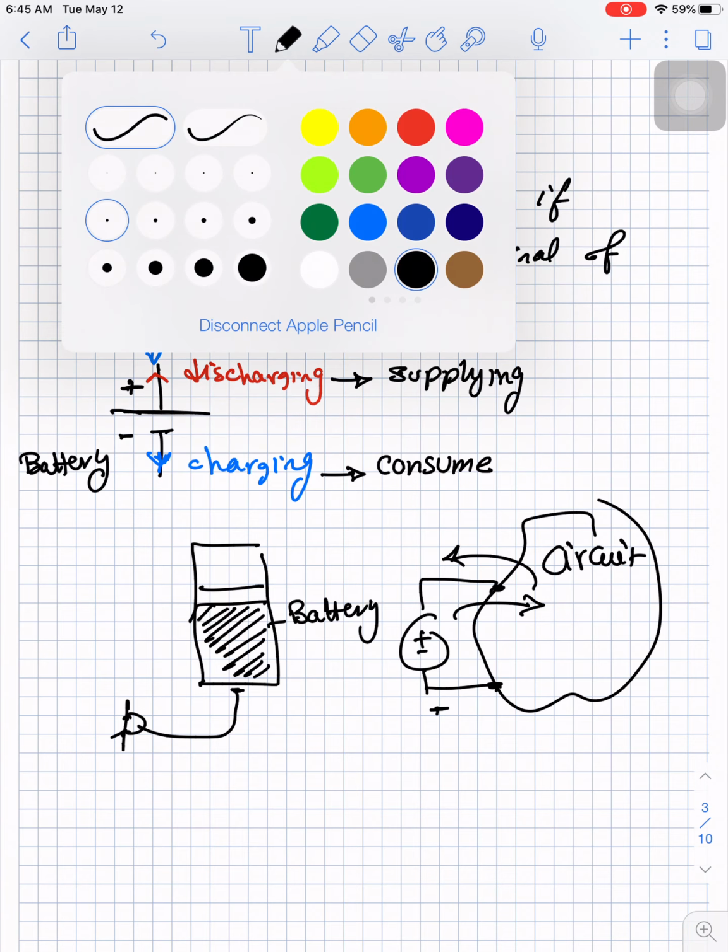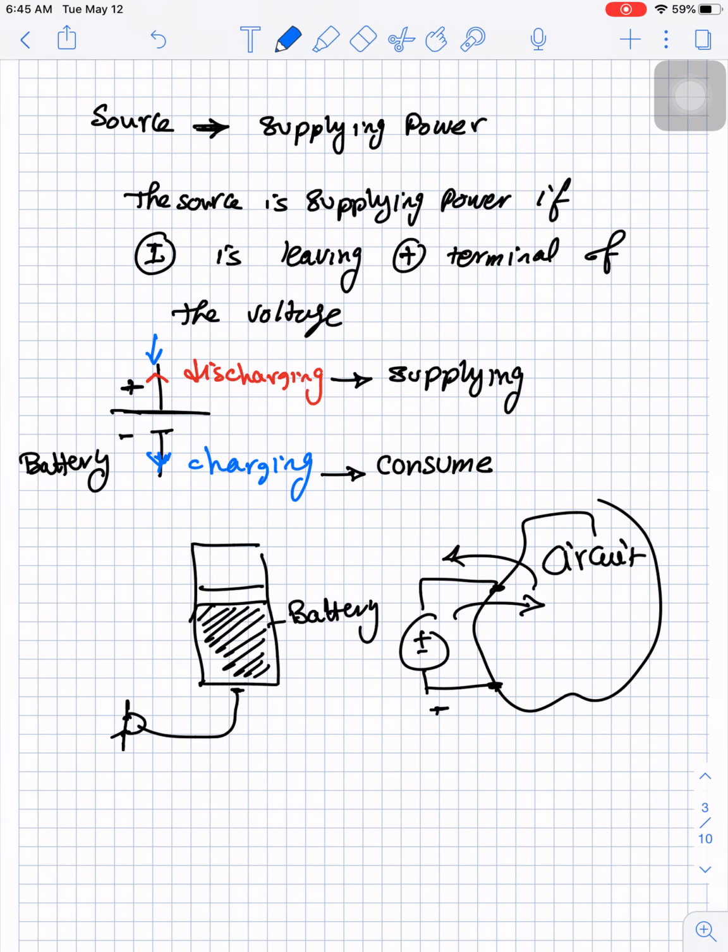So what we will do, we will give it the benefit of the doubt. We will assume that the source is supplying energy, so we will assume the current is going in this direction. And we will solve the circuit using circuit analysis, as we will learn. If we get I positive, the assumption was correct. If we get I negative, the assumption is not correct.